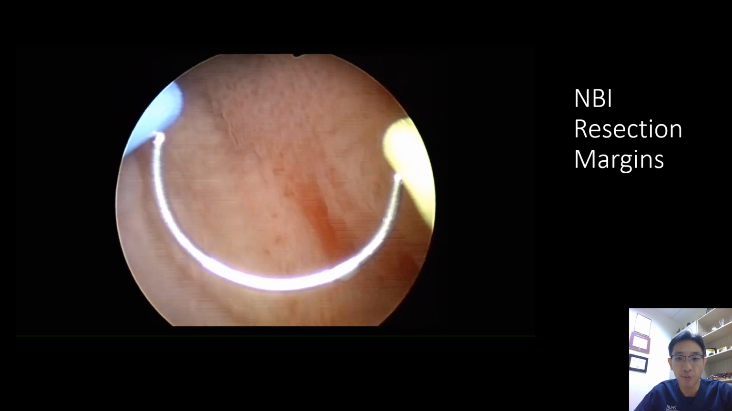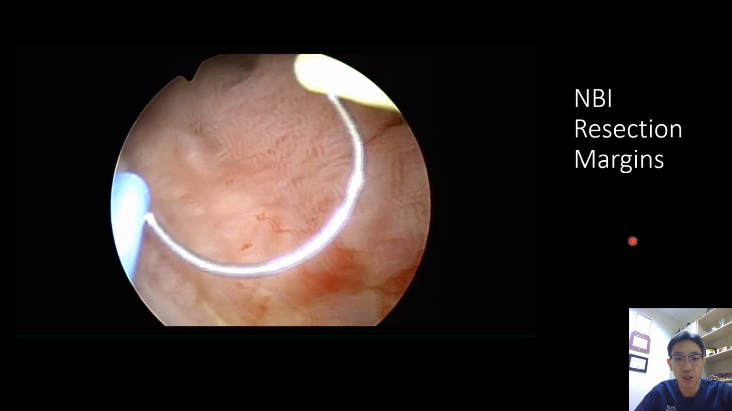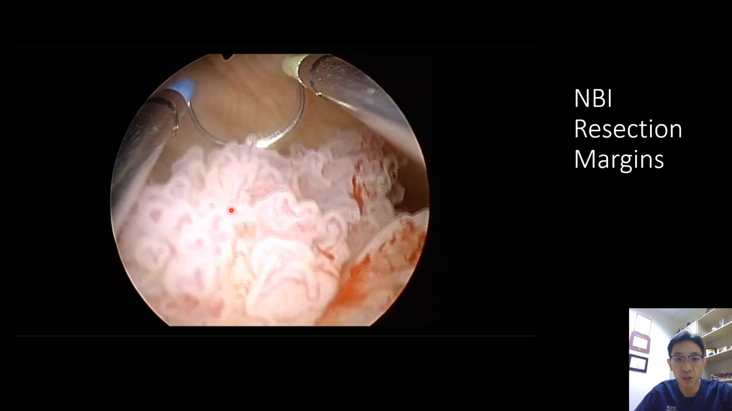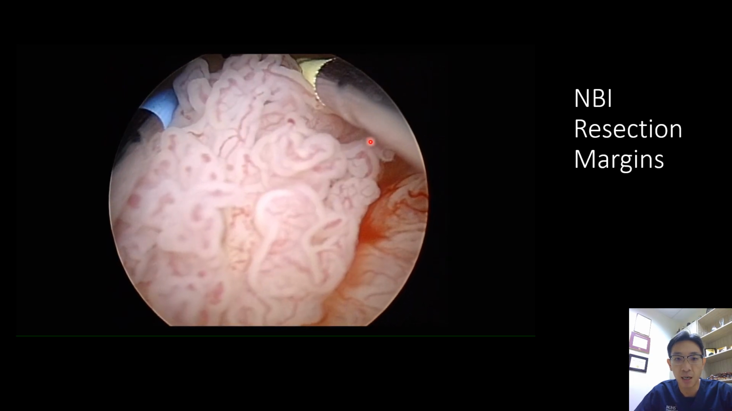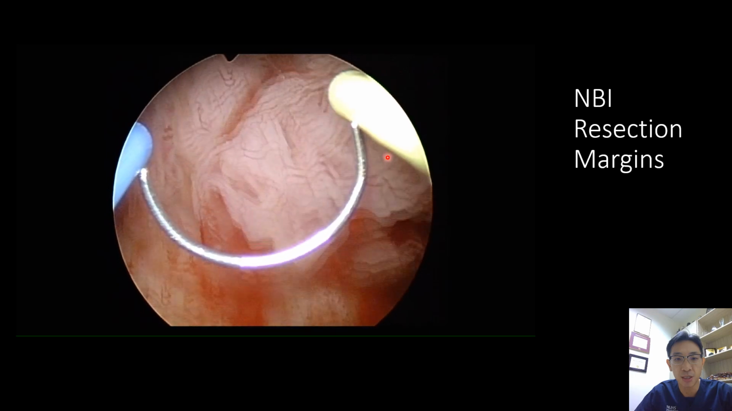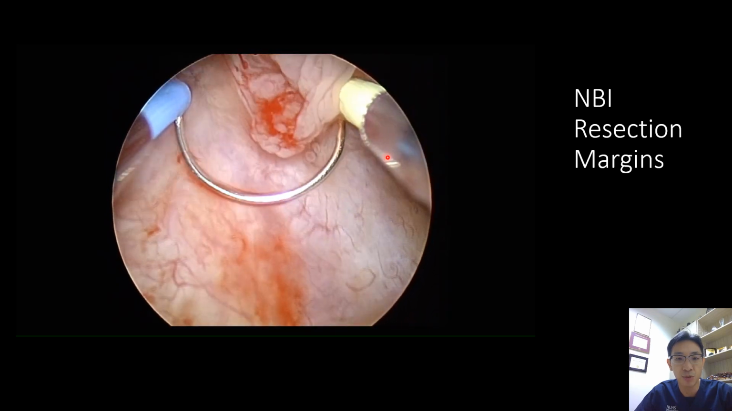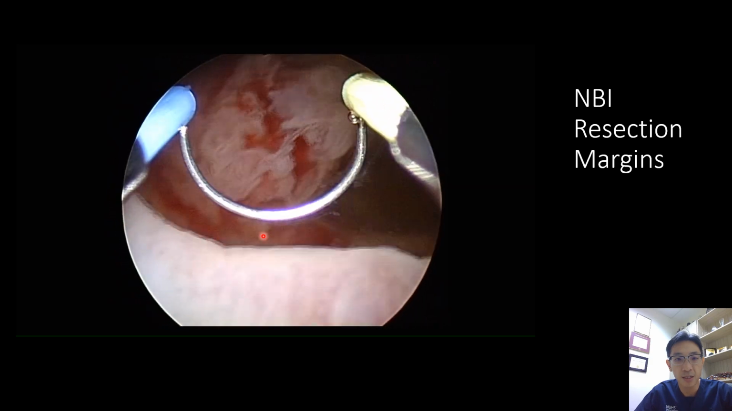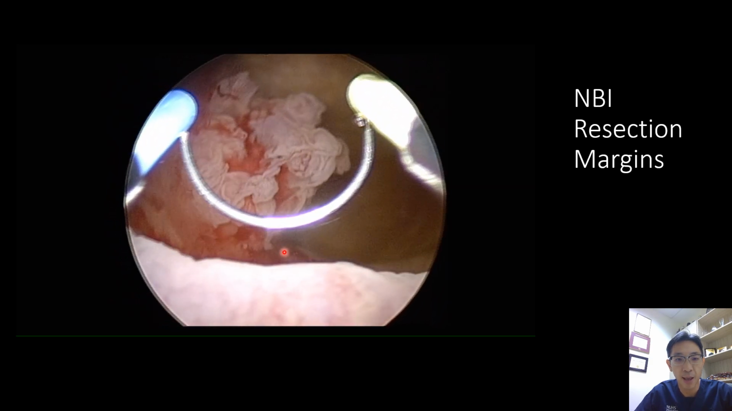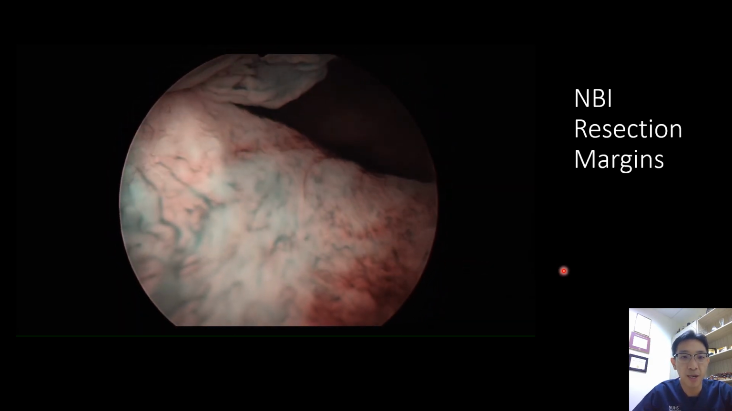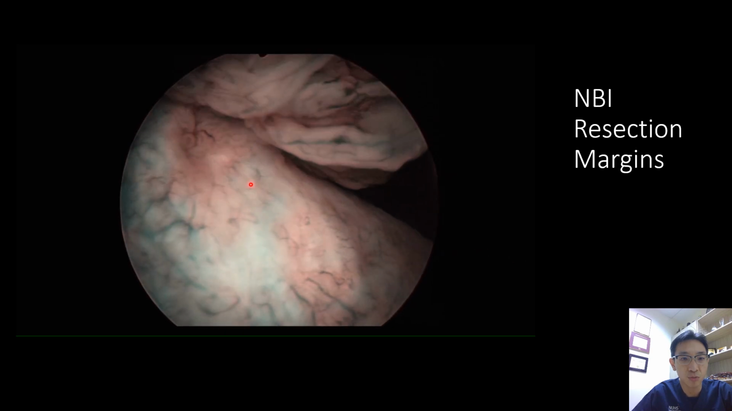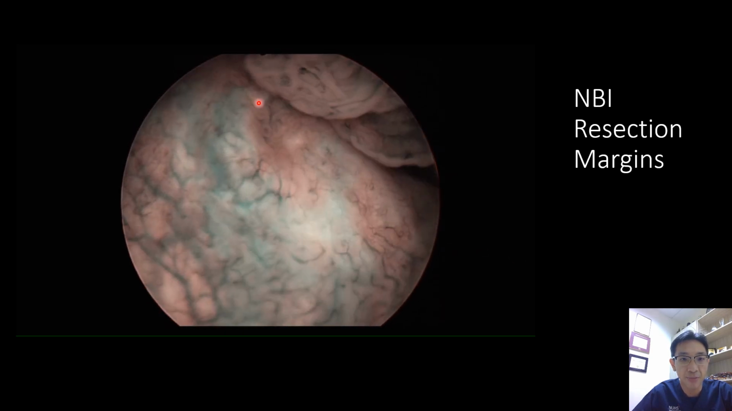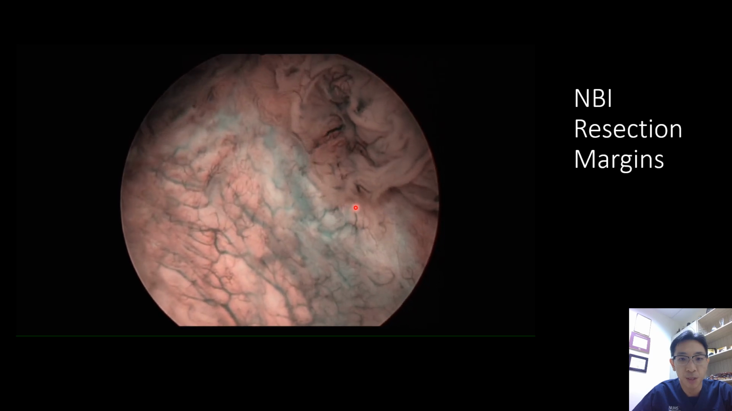NBI, I feel, helps to mark out resection margins clearly. And here with white light, you are going around to assess how you're going to resect this lesion. And this is a great lesion for en bloc resection. And from the underside, where my arrow was pointing, you may or may not have seen the close association with the ureteric orifice and obvious tumor under NBI lighting.